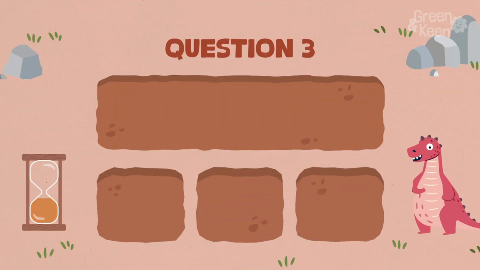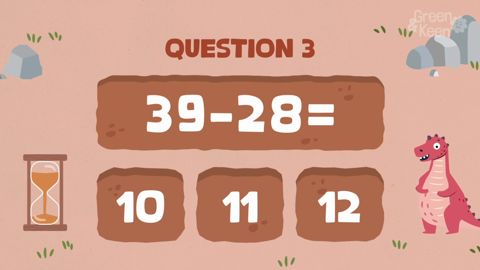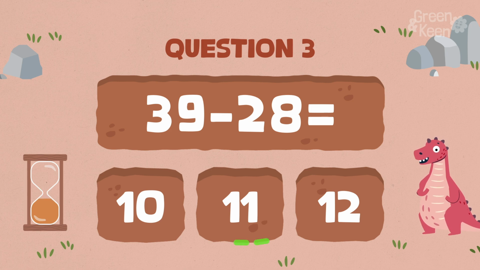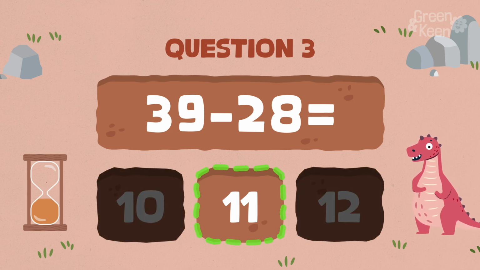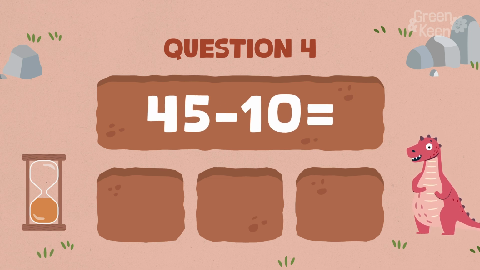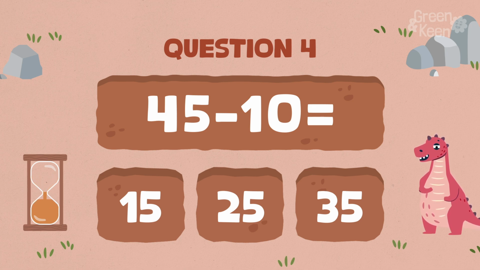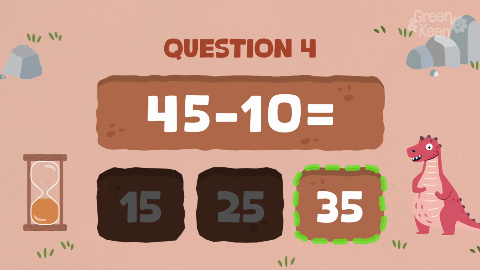Question number 3. 39 minus 28 equals... The answer is 11. Question number 4. 45 minus 10 equals... The answer is 35.